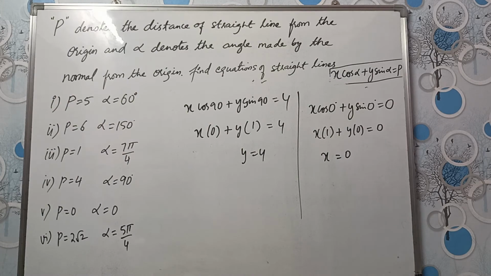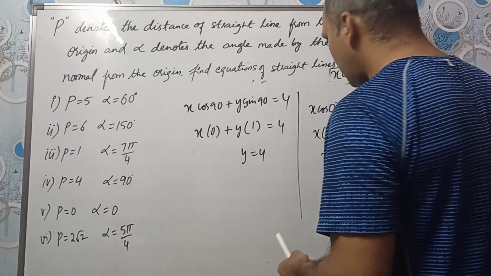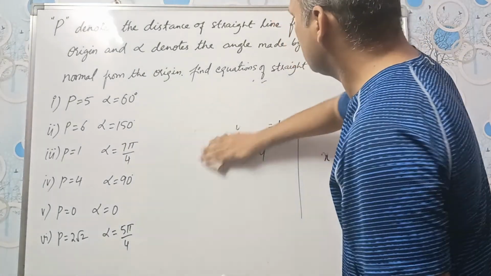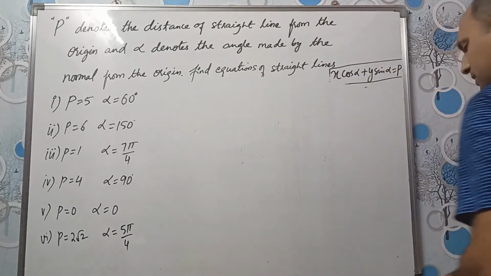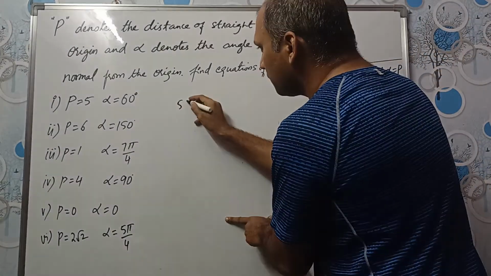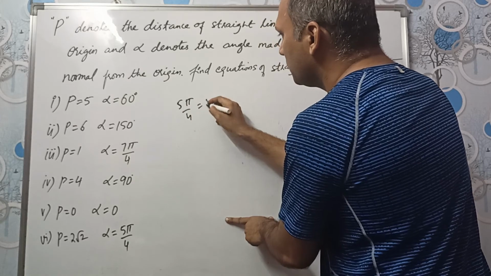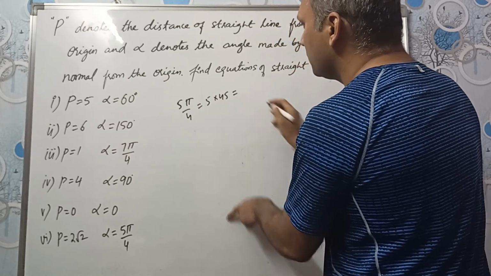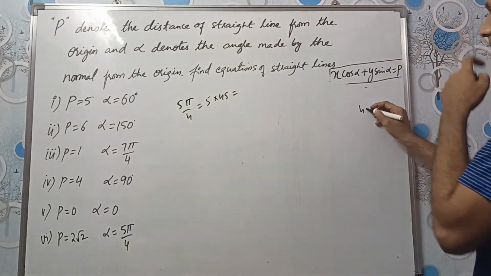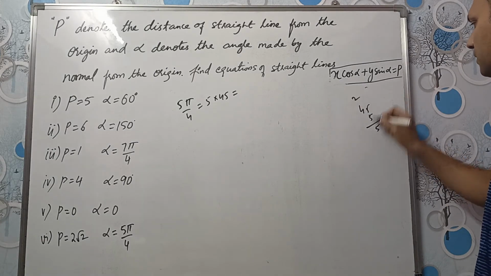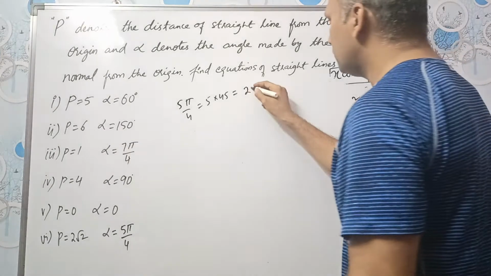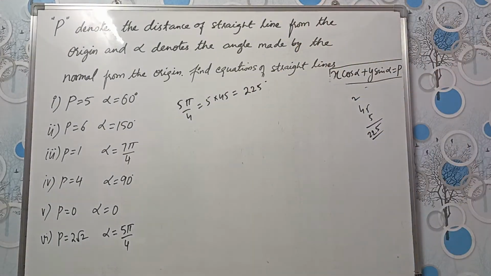Okay, let us do the last one now: 5 pi by 4. So how much will be 5 pi by 4? Pi by 4 is 45 degrees, right? So 5 pi by 4 is 5 into 45. 5 into 45 is how much? 225. 5 fives are 25, 20, 225. Okay, we need to find the values for 225 degrees now.